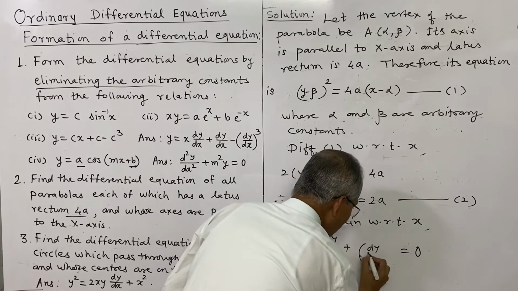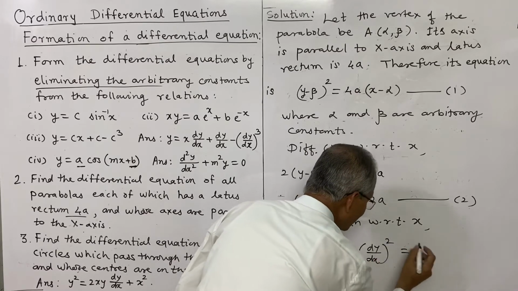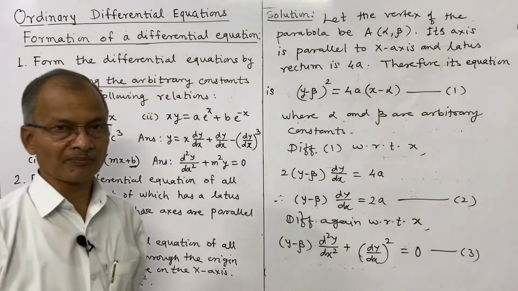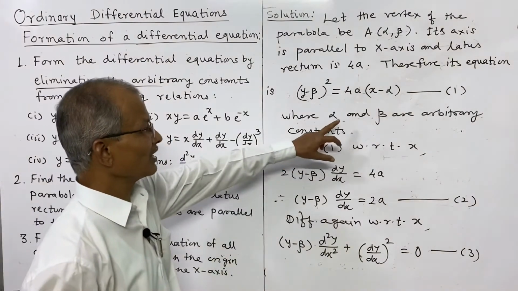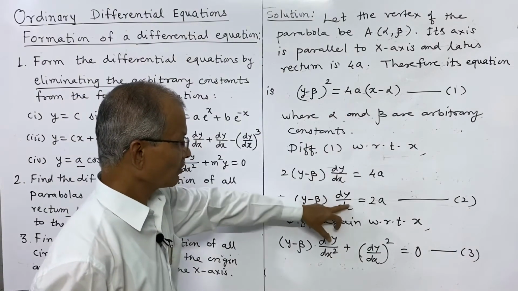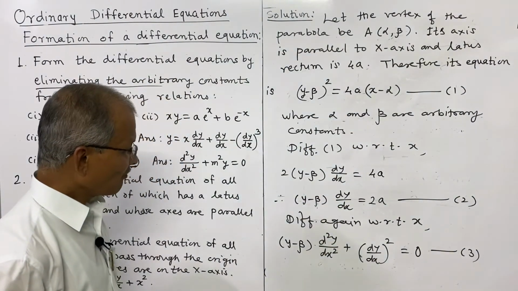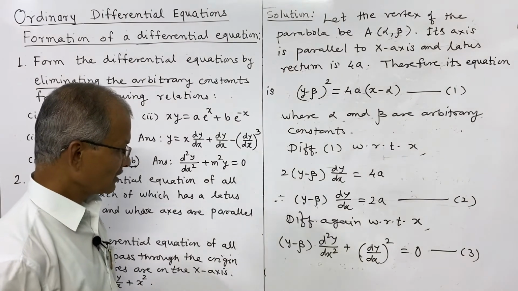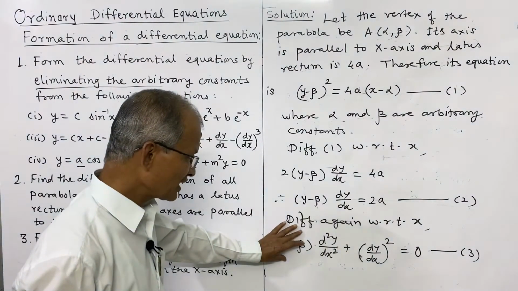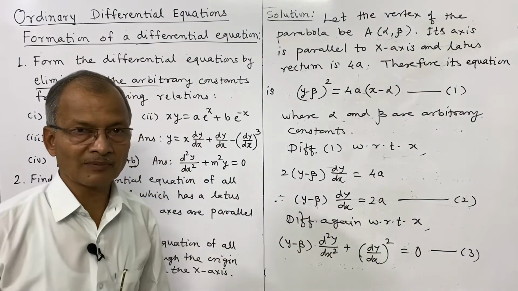And we shall consider this as the third relation. We have to eliminate alpha and beta, the arbitrary constants from 1, 2 and 3. Now we can observe, see, the third relation contains only y minus beta. If you eliminate y minus beta, then we will get the differential equation.